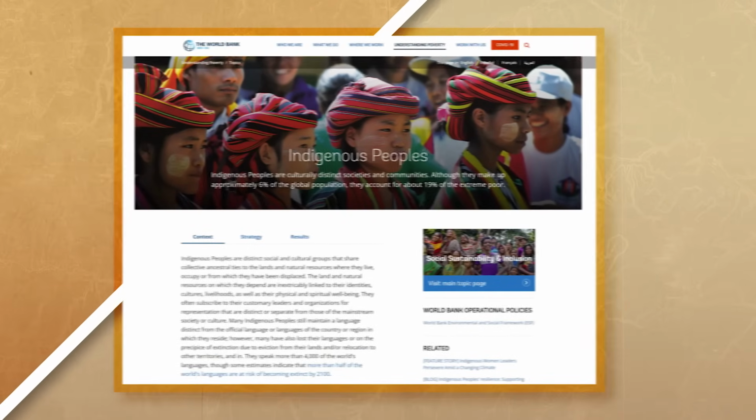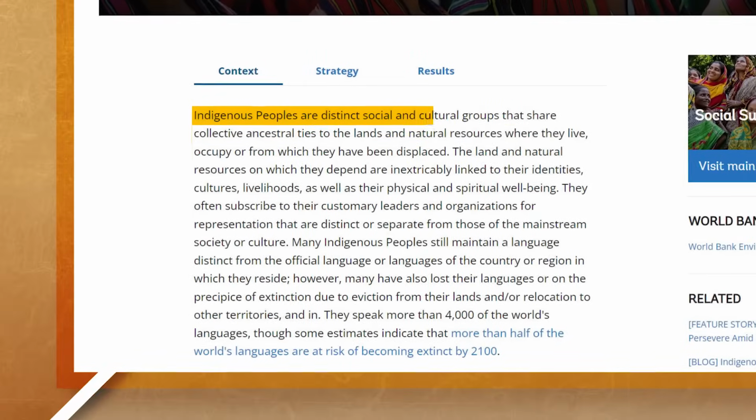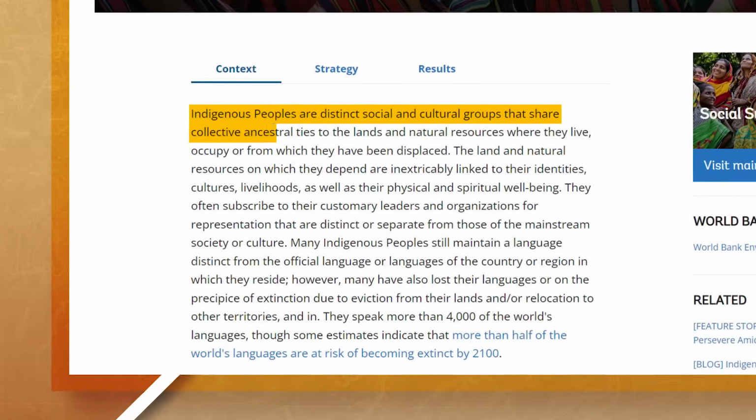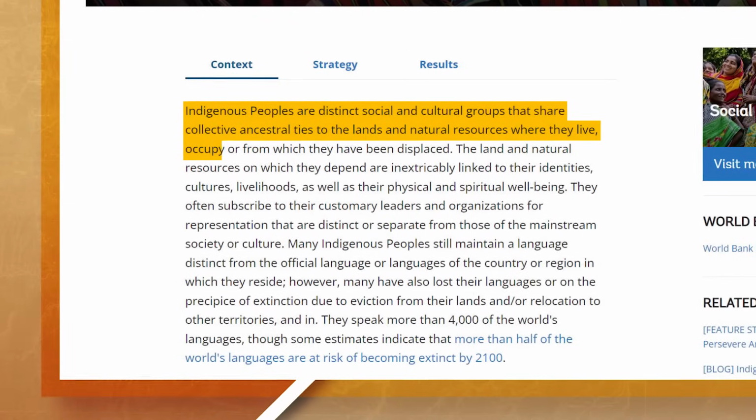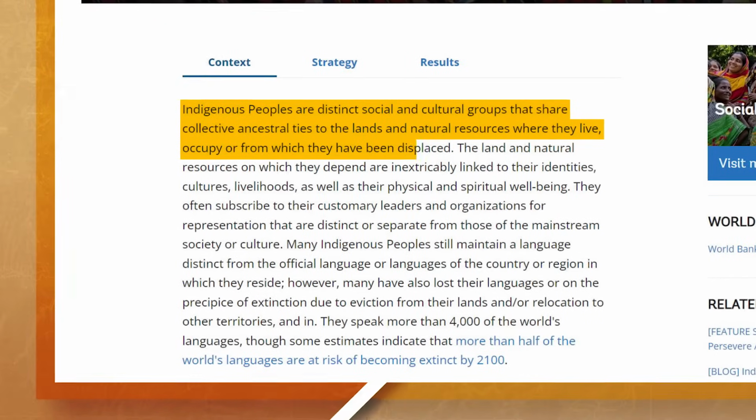We can also look at a subset of folk culture and look at indigenous culture. These are people who originated at a geographic location and are still practicing their beliefs today. According to the World Bank, indigenous peoples are distinct social and cultural groups that share collective ancestral ties to the lands and natural resources where they live, occupy, or from where they have been displaced.